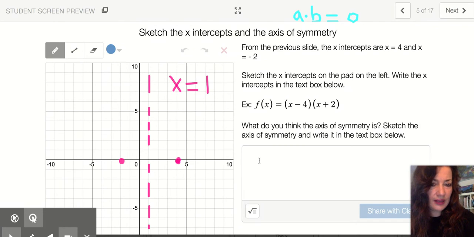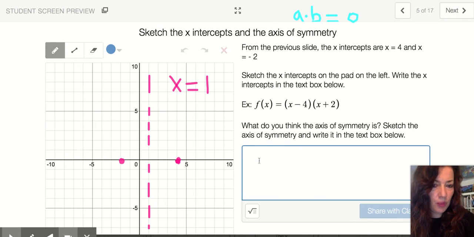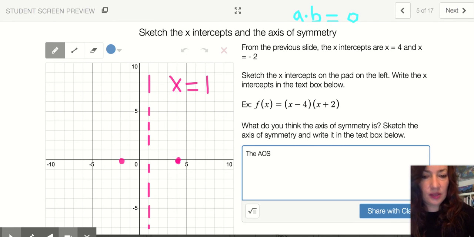Let's write that in the box below. It says sketch the axis of symmetry and write it in the text box. All right, so the AOS is x equals 1.